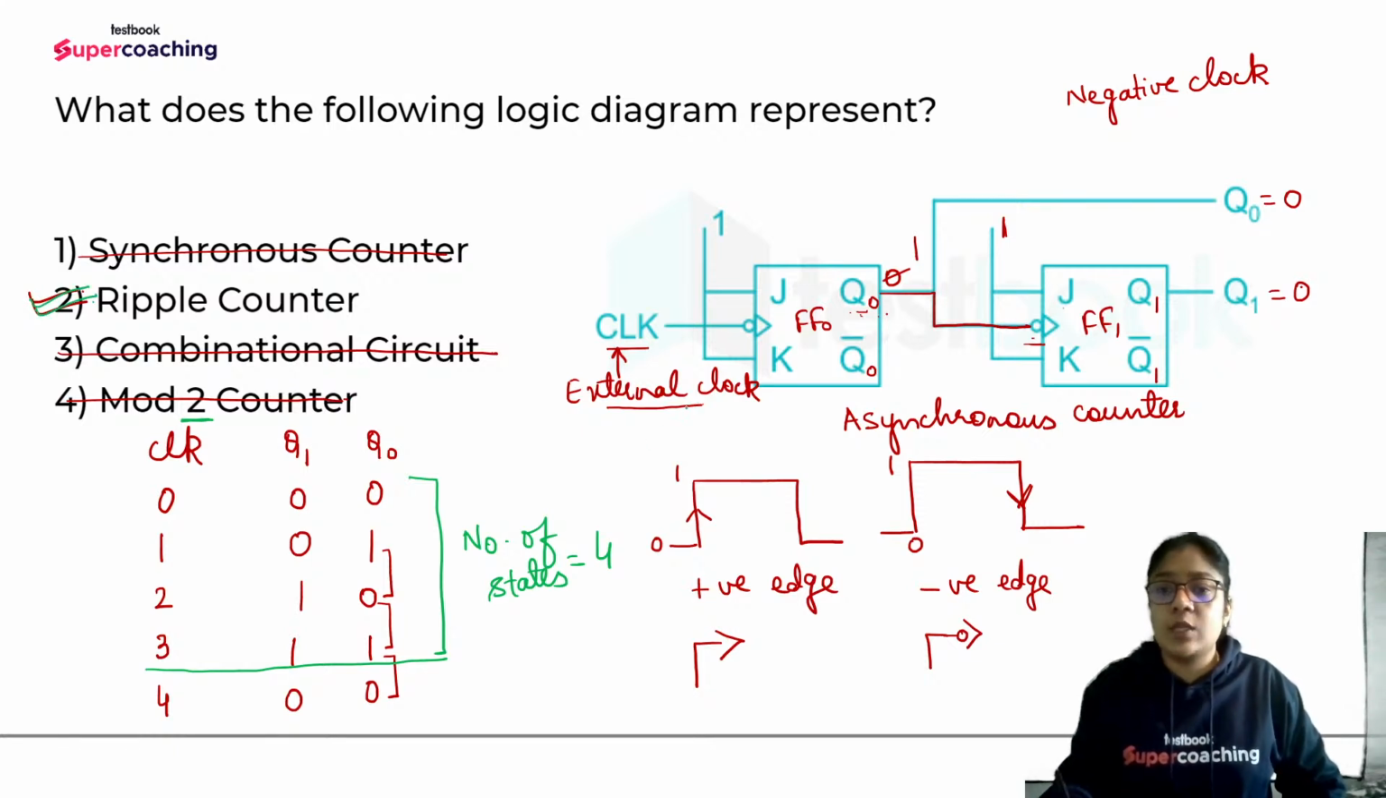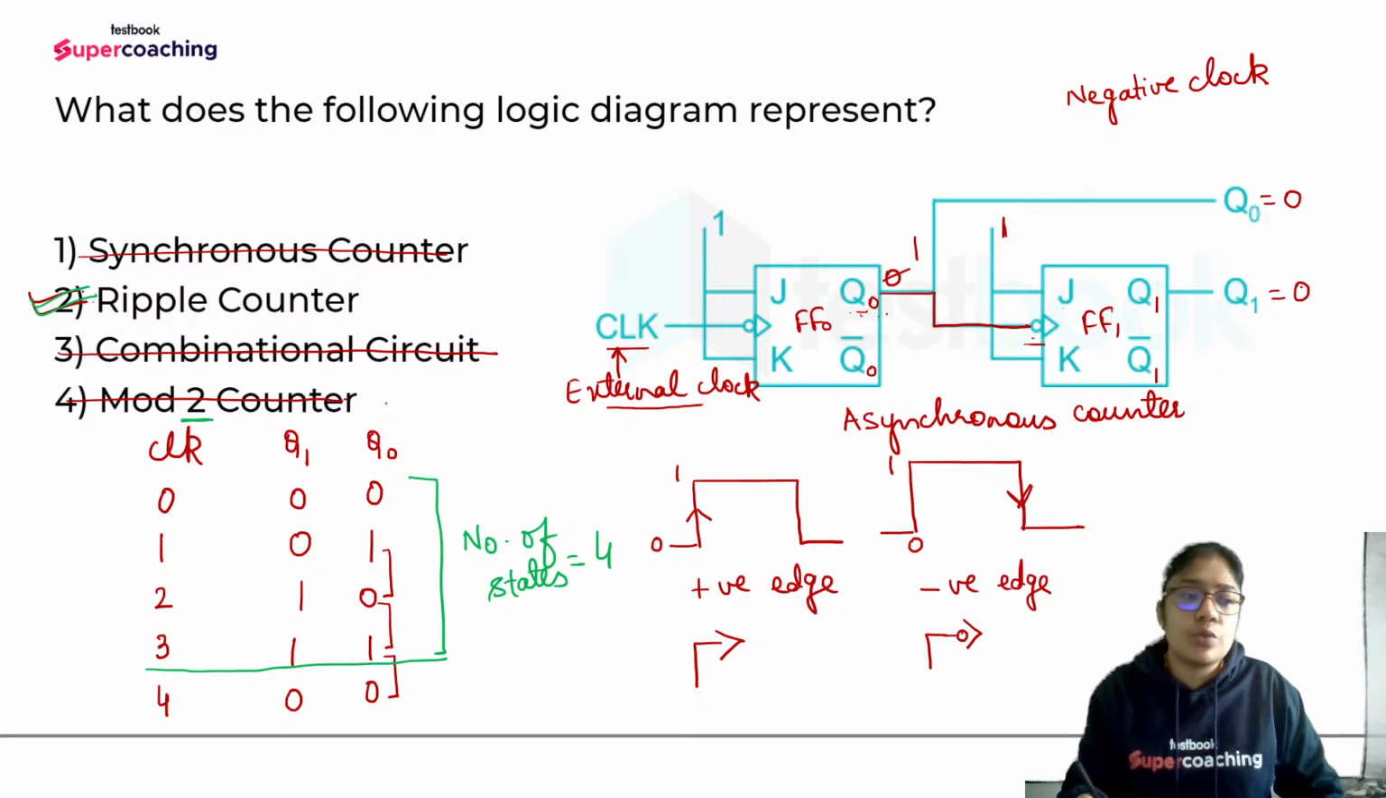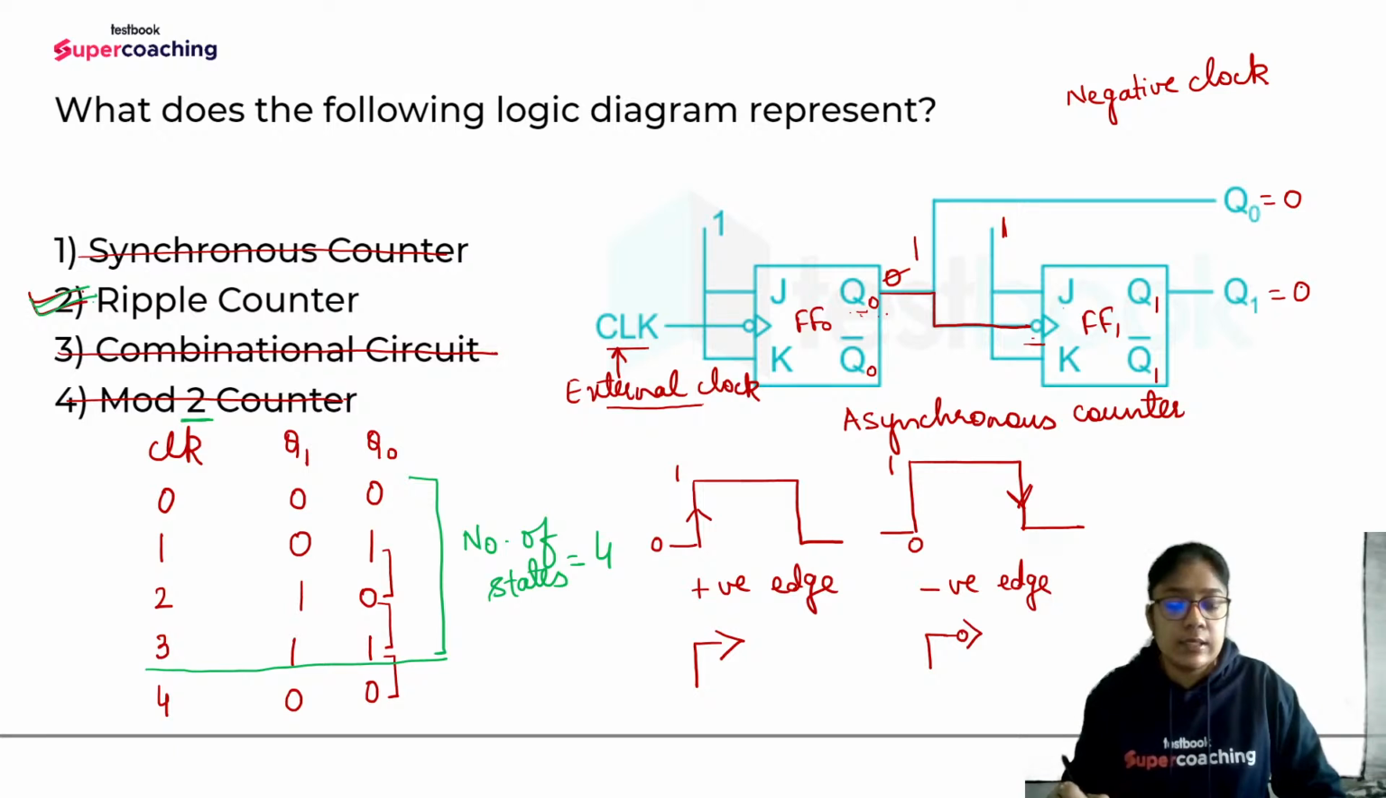So in this case I have discussed two things. First, even without making this table, by eliminating the options you could have reached the correct answer, that is the ripple counter. Otherwise you can construct this. So this is like 0, then going to 1, 2, 3. So it is counting the states, 4 states. Is this clear?